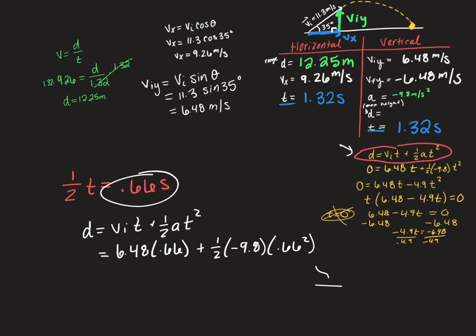So then when you multiply all that, you square your 0.66, then multiply it by everything, then add the stuff together. I'm skipping that step. It equals 2.14 meters. And that's the maximum? Yes, that's our max height.